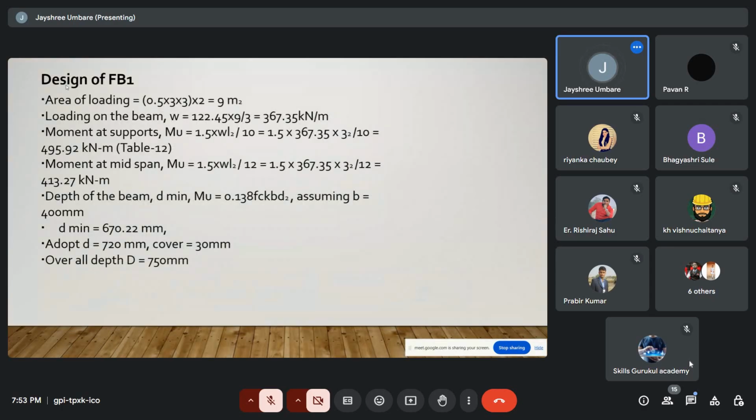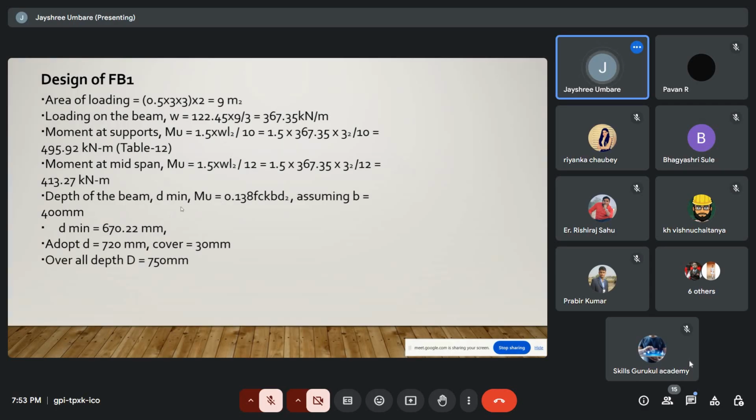How to calculate FB1? Design of FB1. Area of loading is 0.5 into 3 into 3, where 3 is the center to center distance, into 2, is equal to 9 meter square. Then loading on the beam. After that we have to calculate moment at supports, then moment at the mid span. These are formulas taken from IS 456.